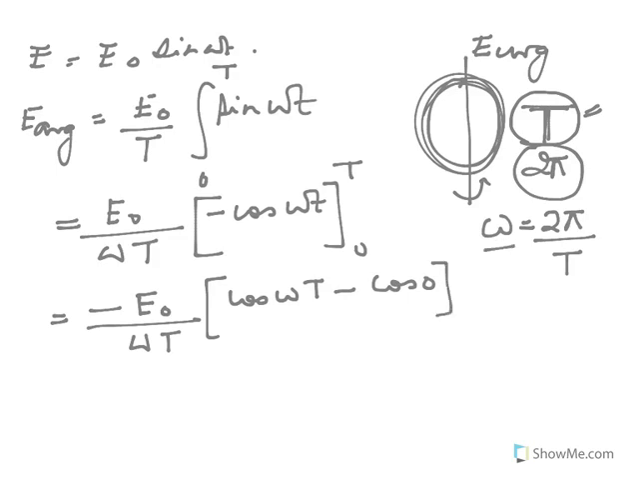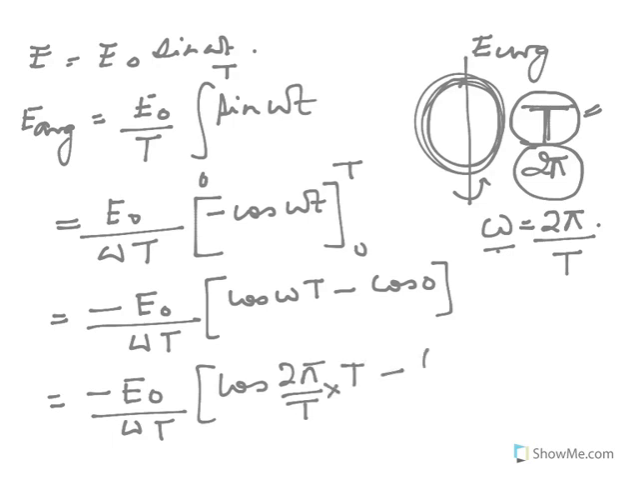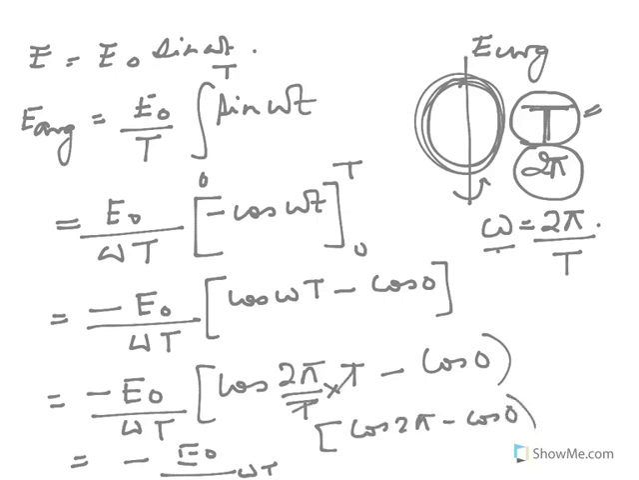As I said, omega is equal to angular speed, which is equal to angular distance by time. So this becomes minus E0 by omega t into cos 2 pi by t into t minus cos 0. So this is equal to minus E0 by omega t, and this becomes cos 2 pi minus cos 0. So this part becomes equal to 1 minus 1. So E average becomes equal to 0.